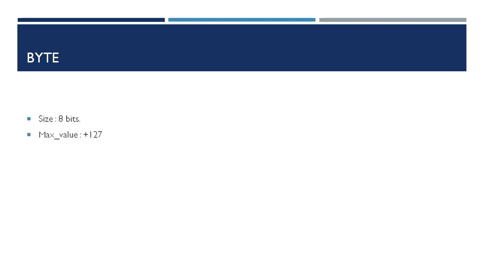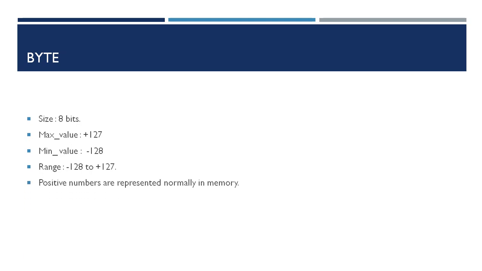As we know, the maximum value that we can represent through byte data type is 127, and the minimum value that we can represent is minus 128. Now it is clear in which range byte data can hold values. It is -128 to 127. So this is all about how much memory it takes, what the maximum value is, what the minimum value is, and what the range is.